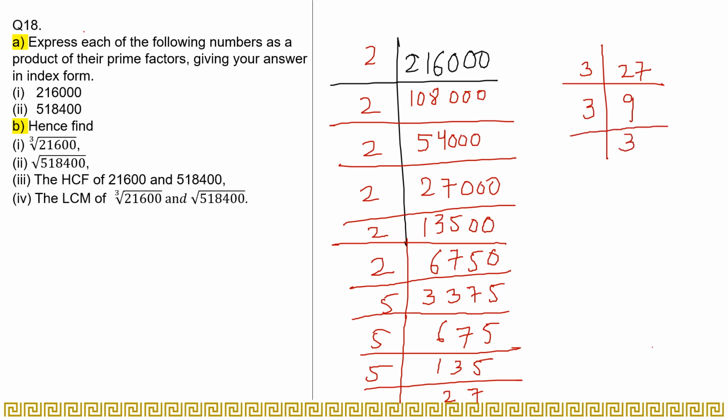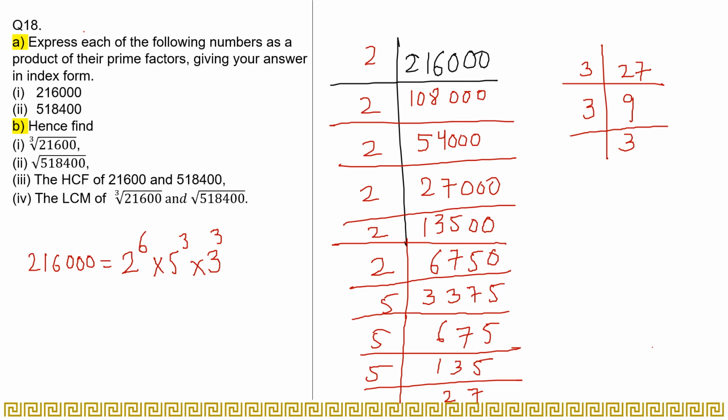Now that we are done with the prime factorization of 216000, we will write it like this: 216000 is equal to, see, you have 1, 2, 3, 4, 5, 6 2's, 3 5's, and 3 3's, right? So you can write it in this way as 2 to the power 6, we have 6 2's, multiplied by 5 to the power 3, multiplied by 3 to the power 3.